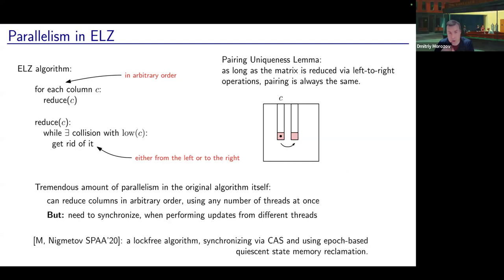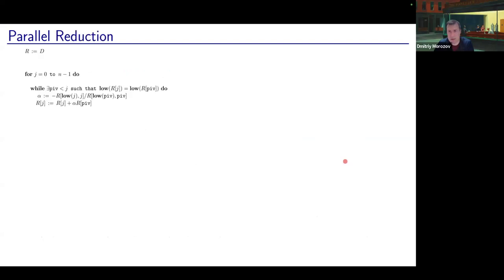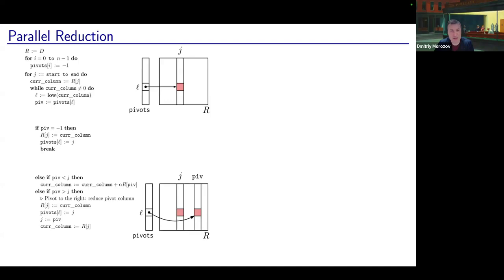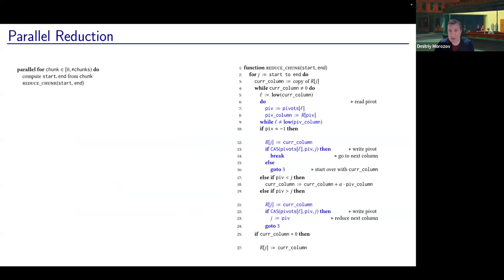For this, we developed a lock-free algorithm where synchronization was done using compare-and-swap, with some epoch-based memory reclamation. I was going to dissect this in great detail, but I get a sense that folks are out of energy, so I'm going to flip through these slides and assure you that you can solve all the race conditions if you put compare-and-swaps in the right place.